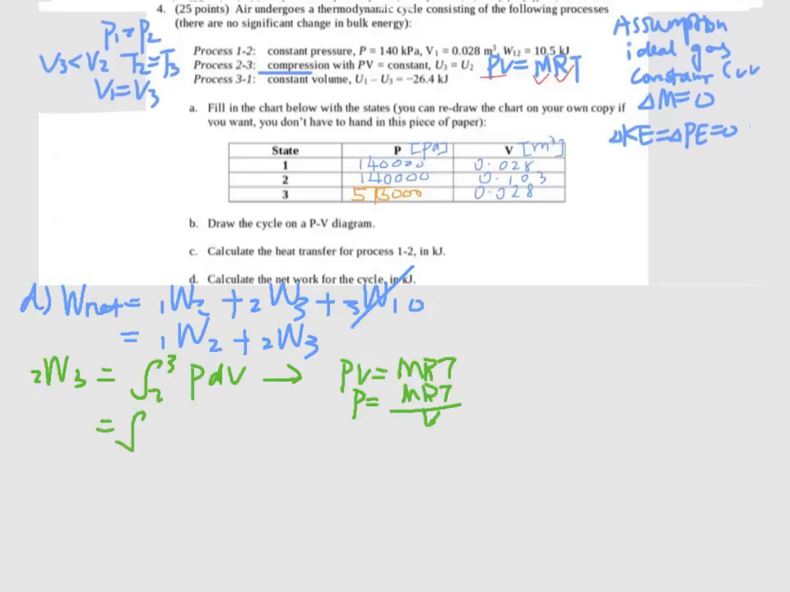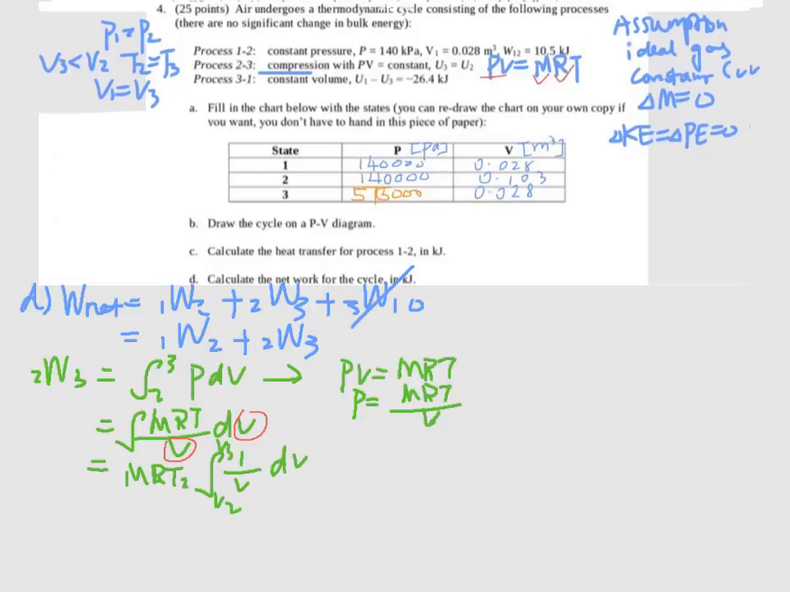So in this case we have mRT over V dV. If you notice that we have these V's here, they will stay inside of the integral, and mRT2, because we're analyzing state 2 to 3, will stay outside of the integral. So we have the integral of 1 over V dV from V2 to V3. Let me rewrite these because they're not very clear. V2, V3.